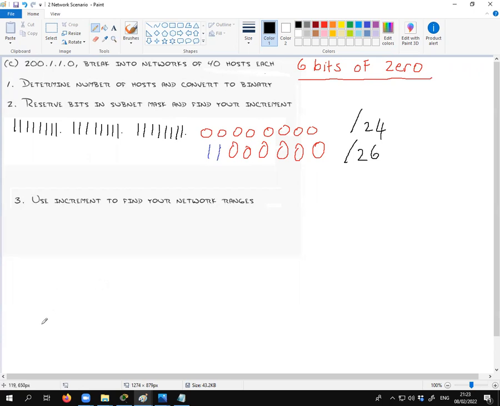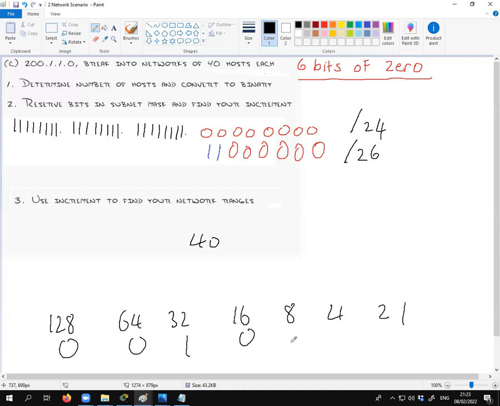Okay, let me go back. 128, 64, 32, 16, 8, 4, 2, 1, 40 hosts. So 40 in binary is equal to 0, 0, 1, 0, 1, 0, 0, 0. 1, 2, 3, 4, 5, 6. So 40 is equal to 6 bits. Does that make sense, Evan? Yeah.